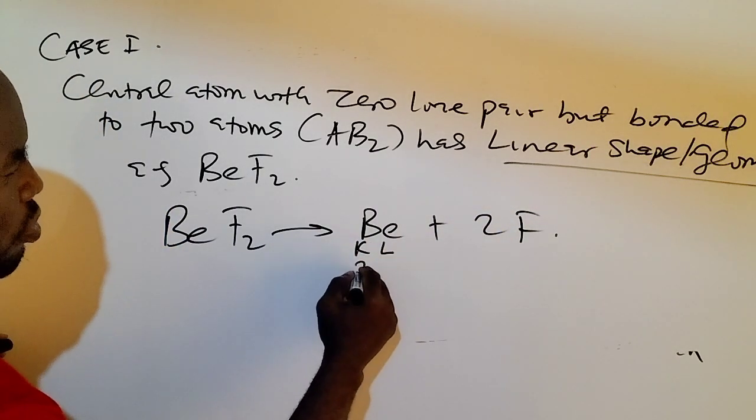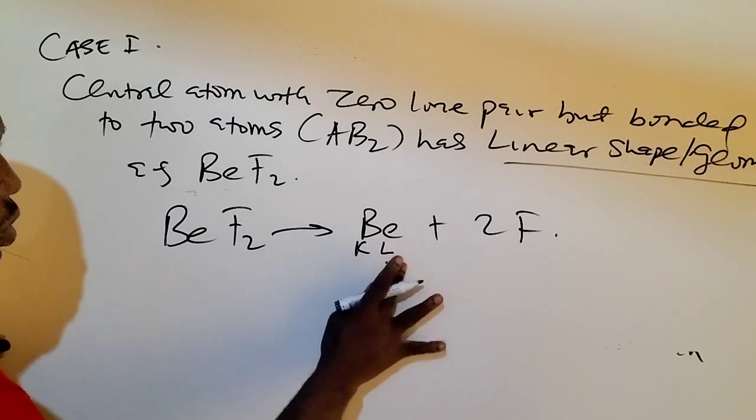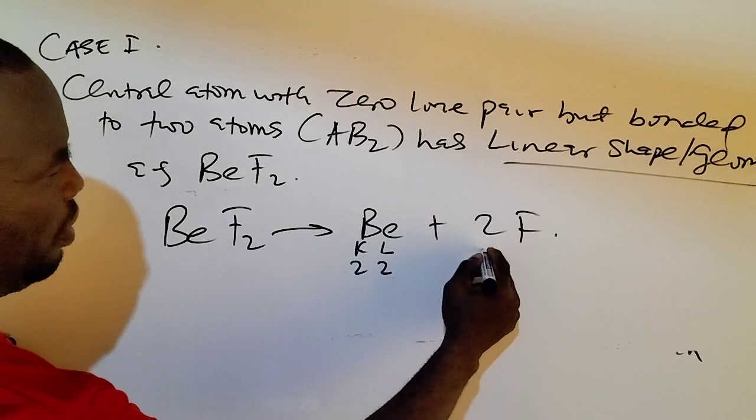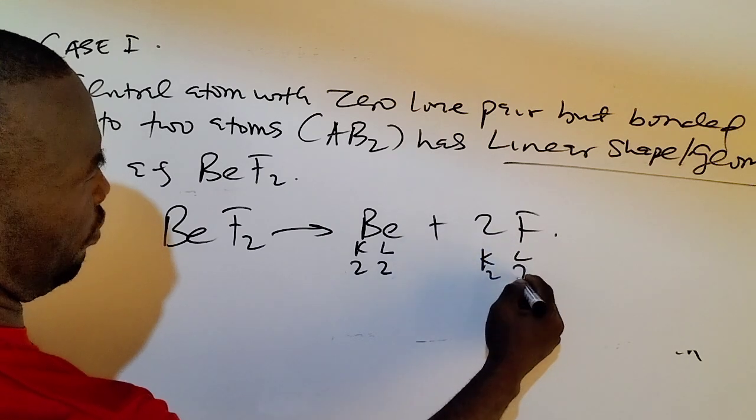The atomic number of beryllium is 4. That is 2, 2. Fluorine is 9. The atomic number of fluorine is 9. That is 2, 7.